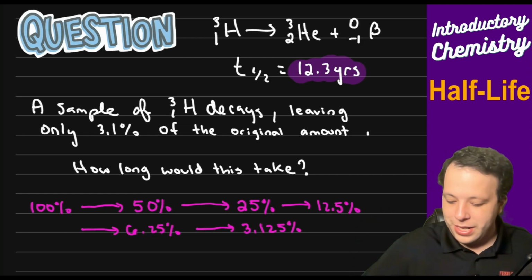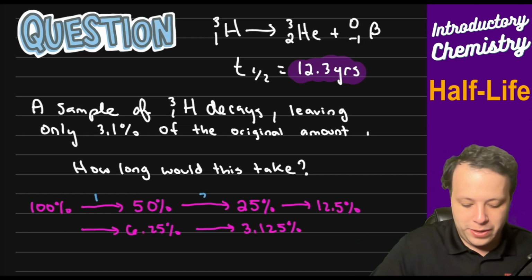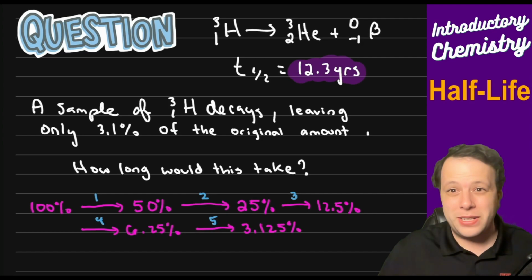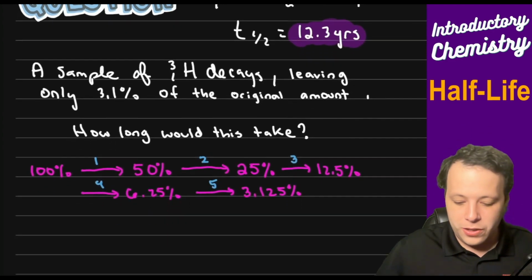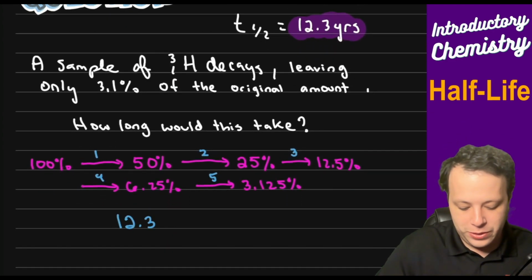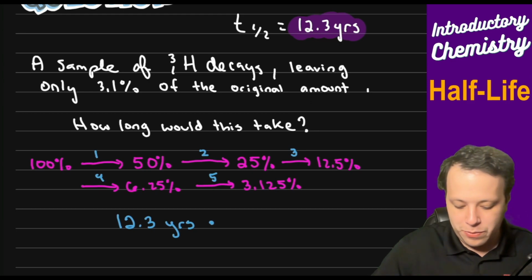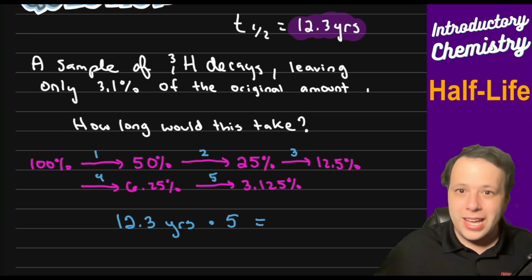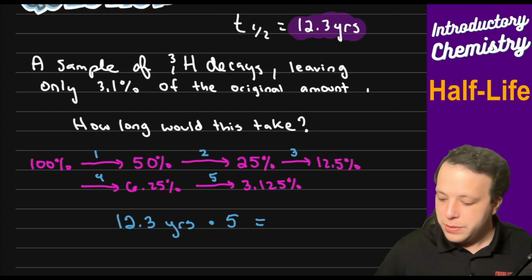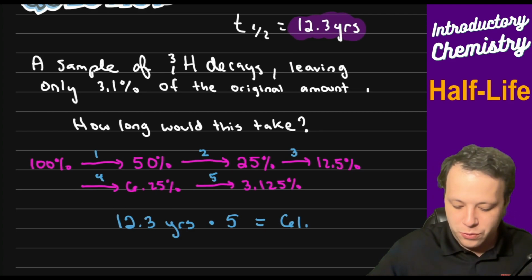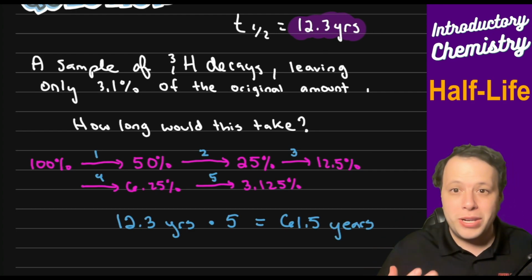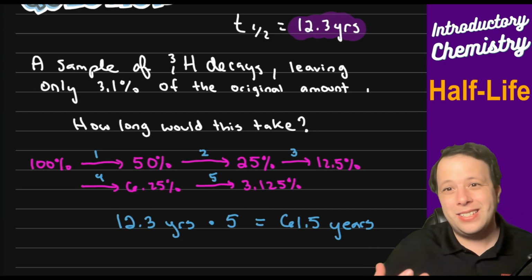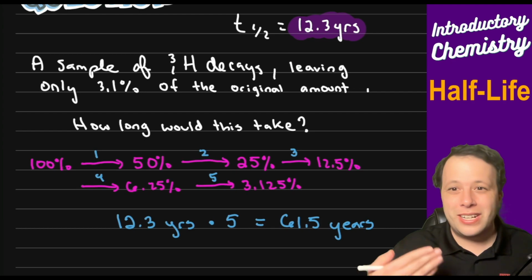So how many times will this change? Well, we can number it out. We have 1, 2, 3, 4, 5 half-lives that this will have to go through for hydrogen-3 to decay. So all we need to do is take our half-life value, which is 12.3 years, and multiply that by 5, and we would end up with our final answer, which would be 61.5 years for it to go down to only 3% remaining in this particular problem.